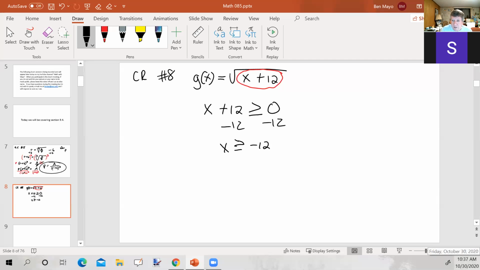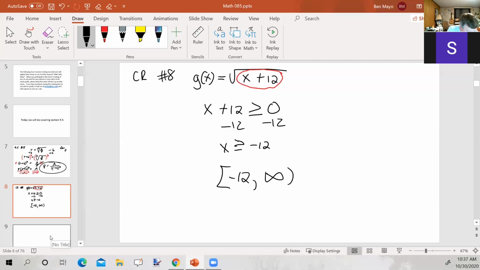And finally, write the answer in interval notation. X is greater than or equal to negative 12, so it starts at including negative 12 and goes on to infinity. So there is our answer. Any questions about that problem?